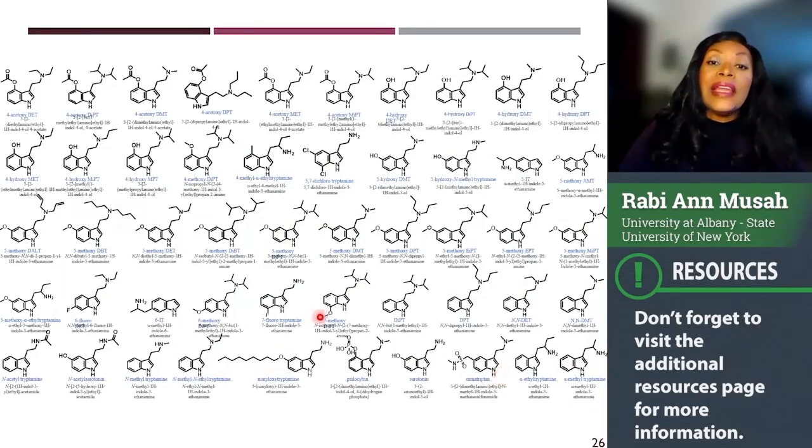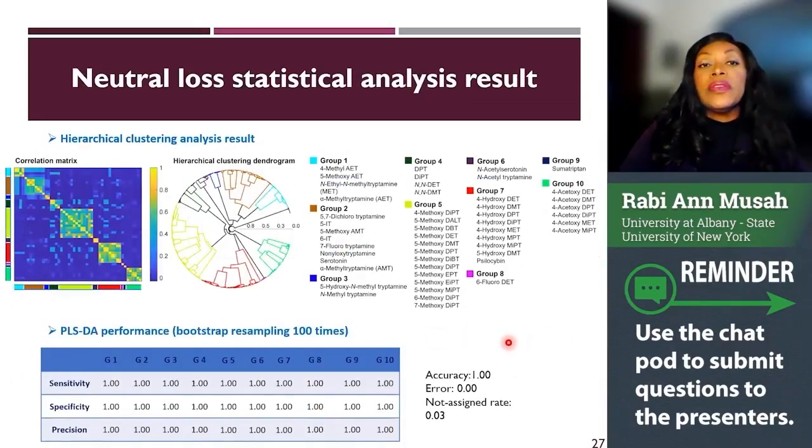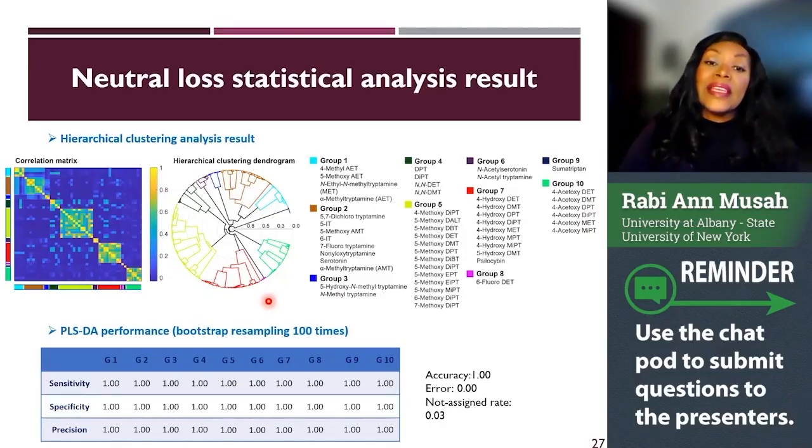So what you see here on this slide are the range of tryptamines that we looked at. And this slide serves to show you all the ways in which the core scaffold can be modified and still retain the psychoactivity of these compounds. So when we acquired the neutral loss data and subjected it to statistical analysis, specifically hierarchical clustering, we got this wonderful dendrogram, which is color-coded according to the 10 groups that emerged from this. And what this dendrogram and its color coding told us was that like things cluster together, which is fantastic.